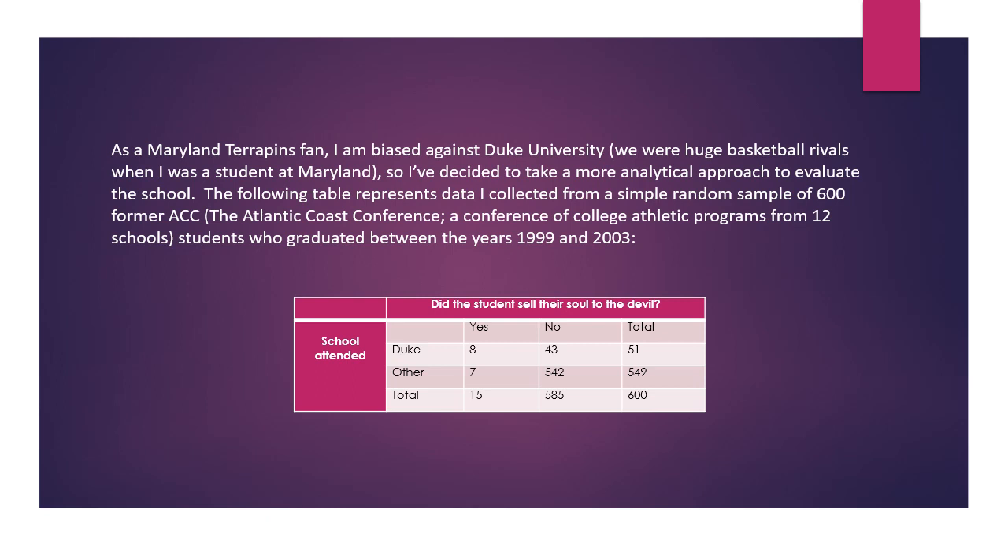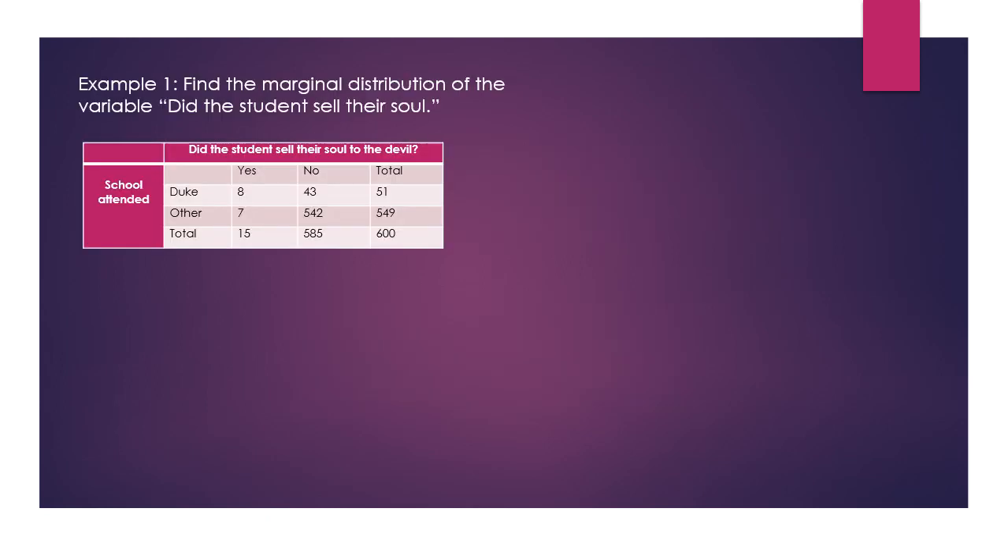Here we can see some absolutely fictitious data that I took. Because I know that I have a biased opinion against Duke, I needed to look at this in a more analytical way. Again, this data is fake, but you can see that I'm measuring the relationship between selling your soul to the devil and attending Duke. We'll see this table again as we continue on in the slideshow.